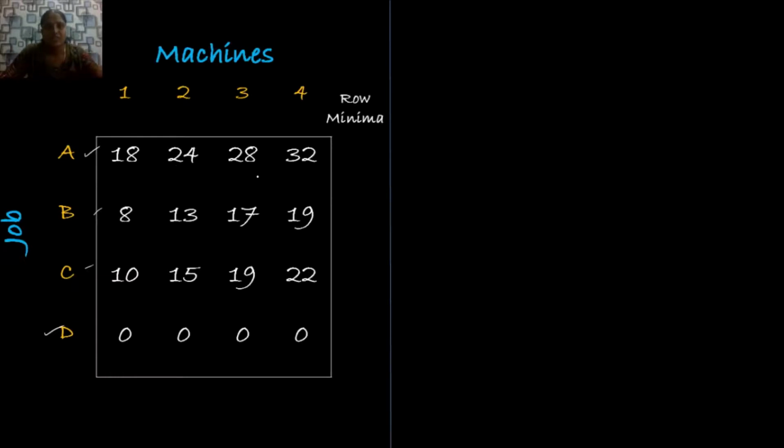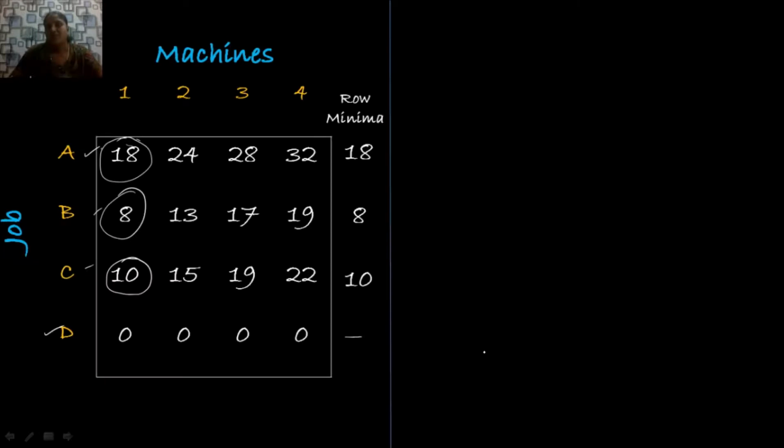So for the first row, the minimum element is 18. And for the second row, the minimum element is 8. And look at the third row, here the minimum element is 10. So 18, 8, 10. These are all the minimum elements in the first 3 rows. Look at the last row, it has 0 elements, so leave it.